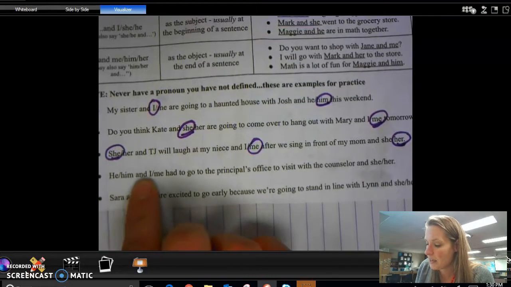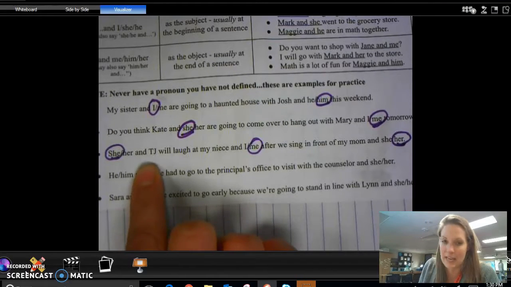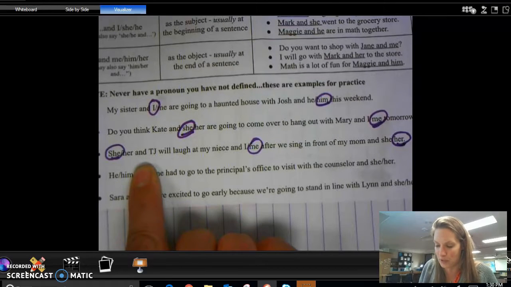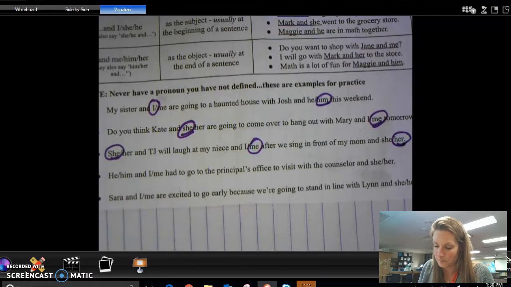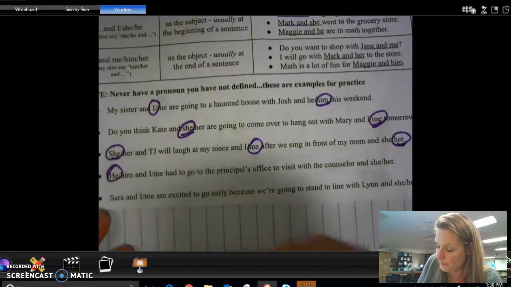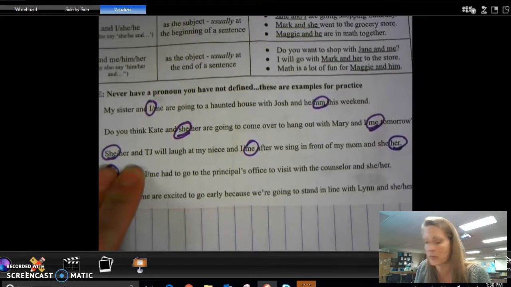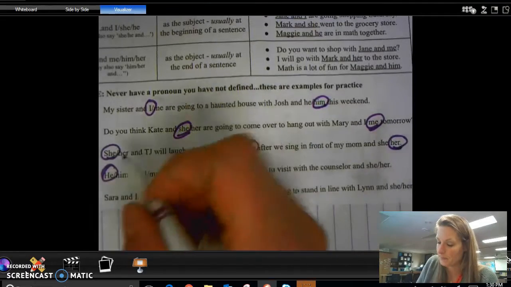So he or him and I or me. So we're going to start by covering up the and I or me. He had to go to the principal's office or him had to go to the principal's office. Okay. Then we have here, we're going to cover up the before because we're trying to figure out the I or me. I had to go to the principal's office or me had to go to the principal's office. Okay.